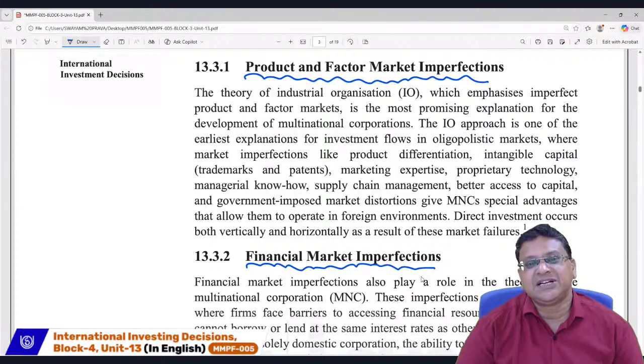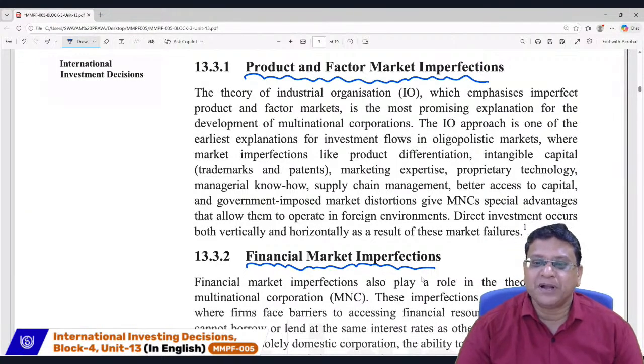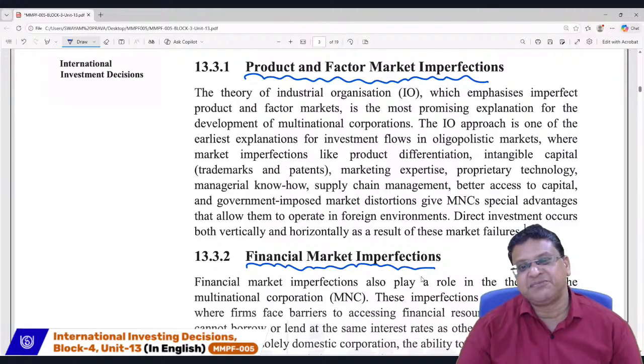The first theory says there is a difference between product and factor markets throughout the world. The same product is not available or sold throughout the world. The product choices of different countries are different. The labor cost in different markets is different. The interest cost in different markets is different. Due to these differences, companies want to take benefit and internationalize their operations. This is known as product and factor market imperfection.